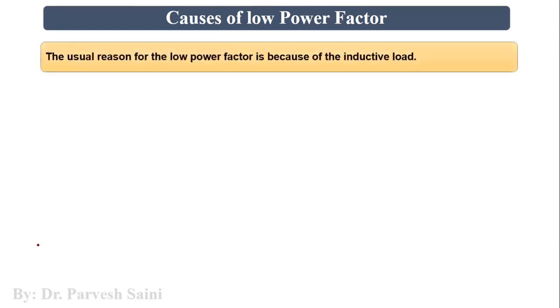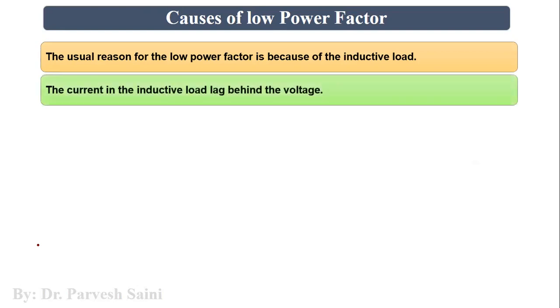Now, as I already discussed, what are the causes of low power factor? The primary cause is the inductiveness. This is the primary cause of the low power factor. It is the inductiveness of the load, inductiveness of the electrical systems.